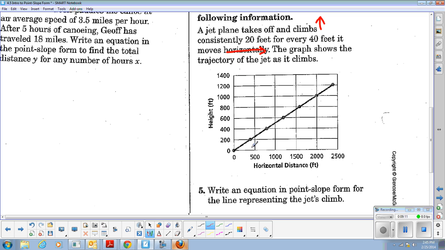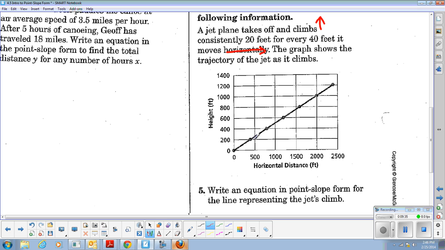So now I have a graph. On the bottom, I have the horizontal distance that this jet plane has traveled. On the side, I have the height in the air that the jet is. As I look at this, I have a dot at 0, 0. Looks like I have a dot in the middle here, somewhere around 400, 200. I have another dot here, I would be guessing, somewhere around 700, 750, something like that.